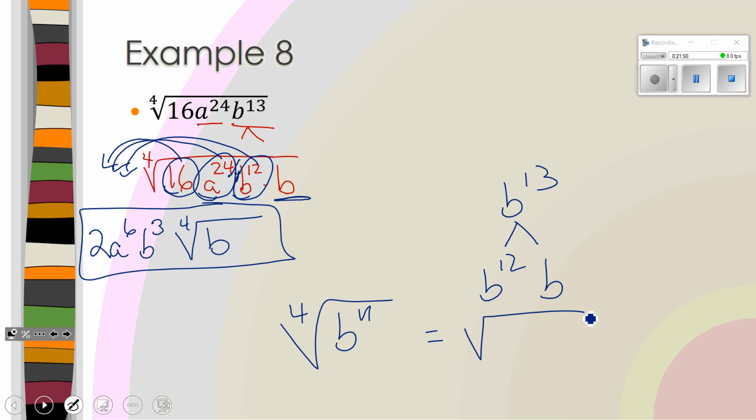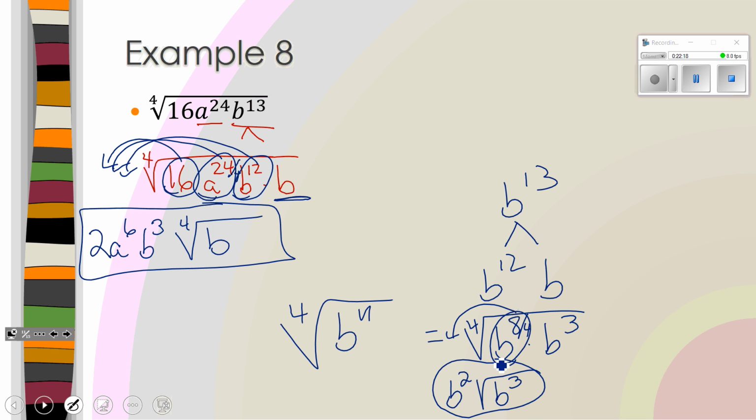What's the largest number that can be divided by 4 that's close to 11? 8. And how many is left over? 3. Everybody agree? B to the 8th times b to the 3rd would be b to the 11th. And then this would be a 4th root, divide this by 4. So what would I have on the outside? B squared. What would I have on the inside? B cubed. And so something like that. Any questions?